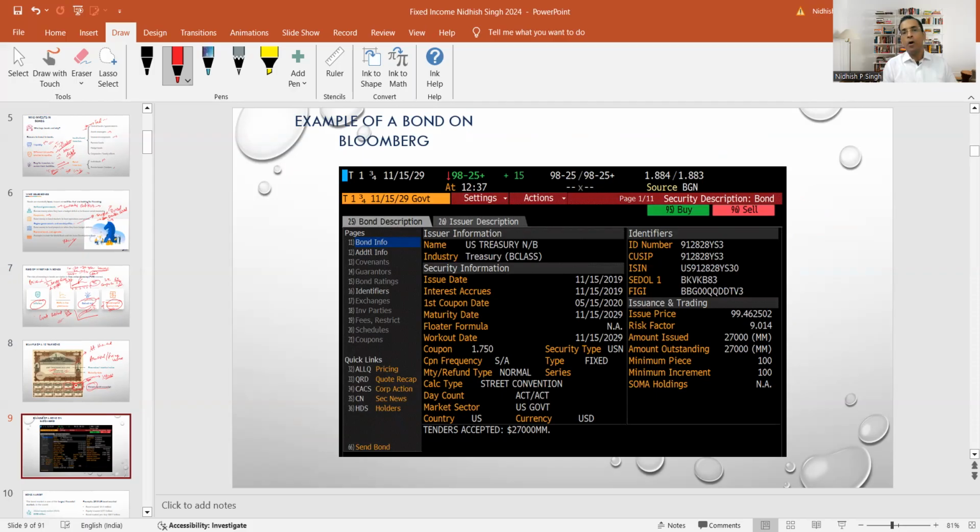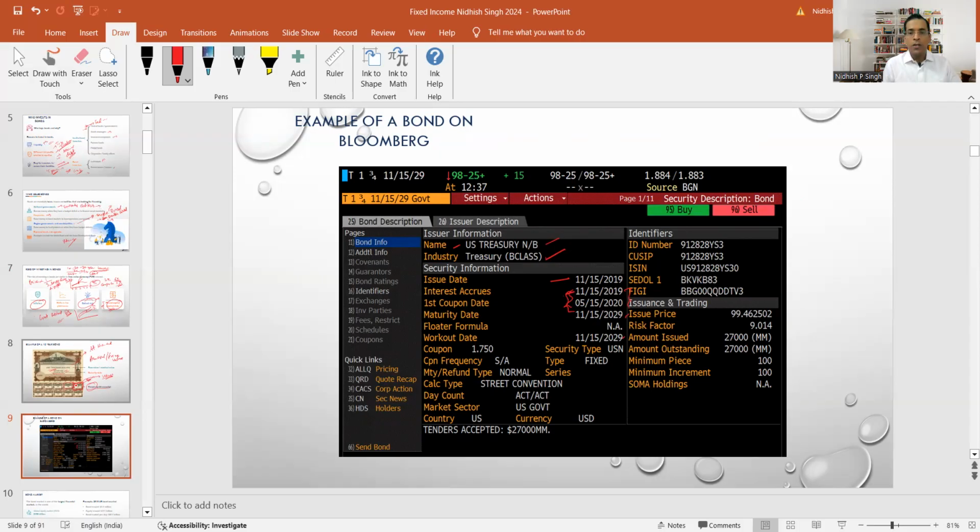So how is a bond typically displayed on the Bloomberg terminal? The name of the issuer first of all, US Treasury, and this is B class, issue date, interest accrual. This is the date when interest accrual starts, because it matches the issuing date. What will be the first coupon? We already discussed that it should be paid every 6 months. You can see the 6 months difference between the interest accrual start and when it will first be paid. The maturity date is exactly 10 years, because it is a 10-year bond.